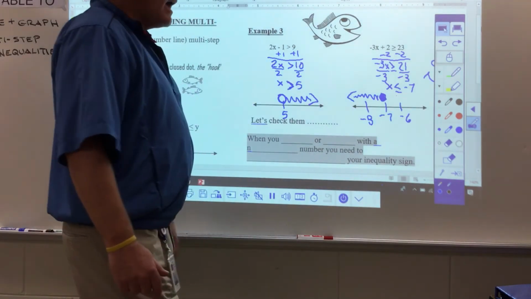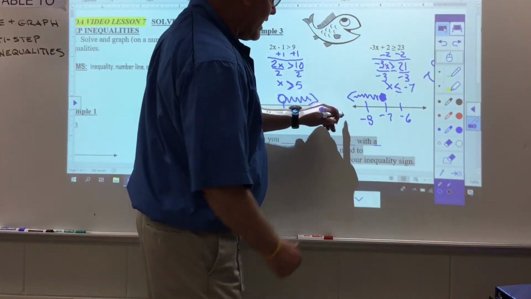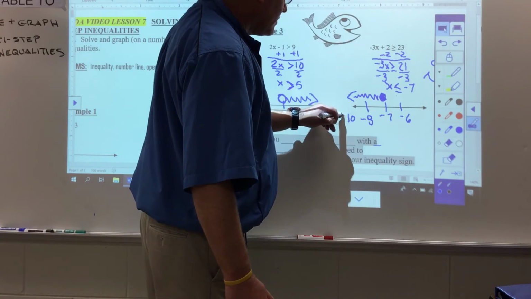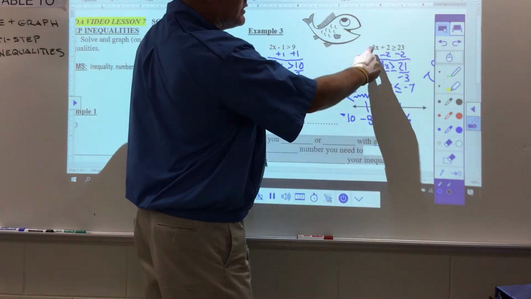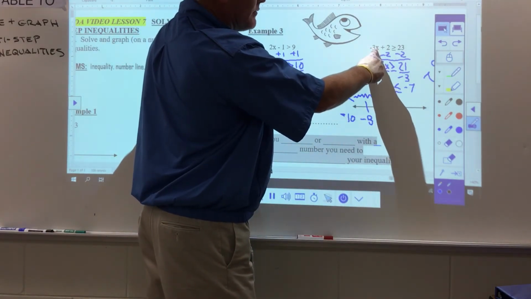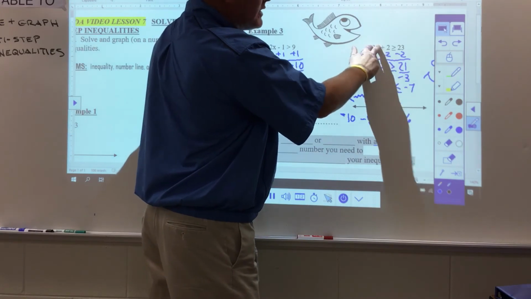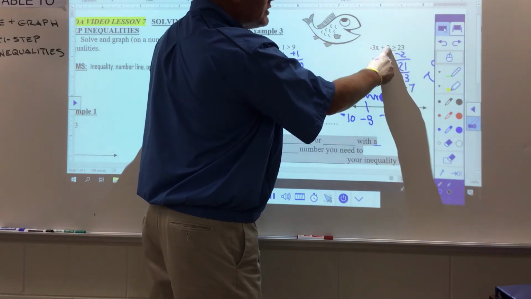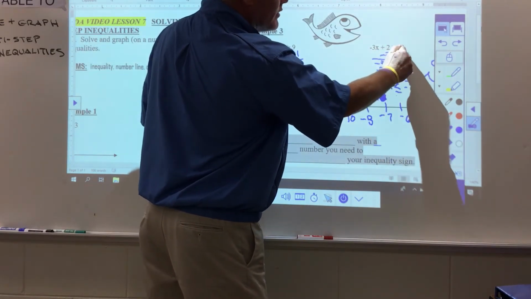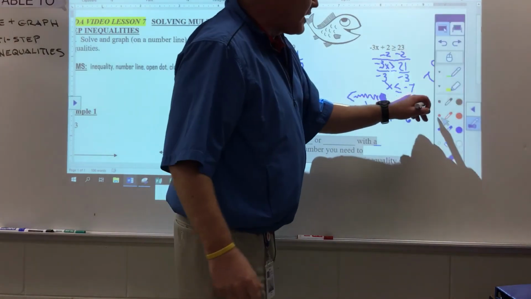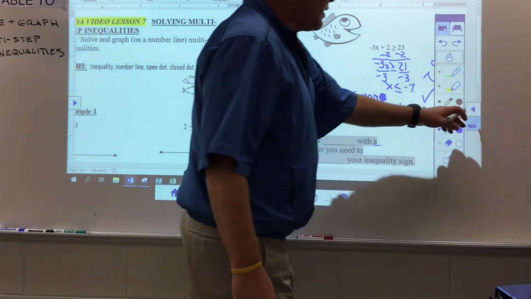Okay? Now, maybe over here we got like -10. So let's check that out. -10 on our solution area. -3 times -10 is a positive 30. Plus 2 is 32. Is 32 bigger than 23? Now it checks out right here. So we're good to go.